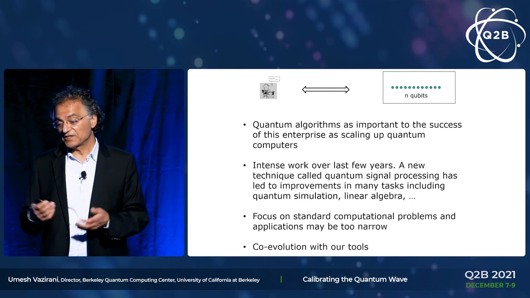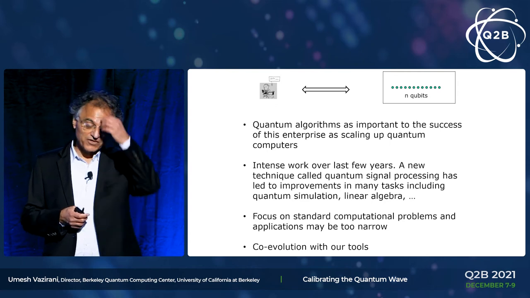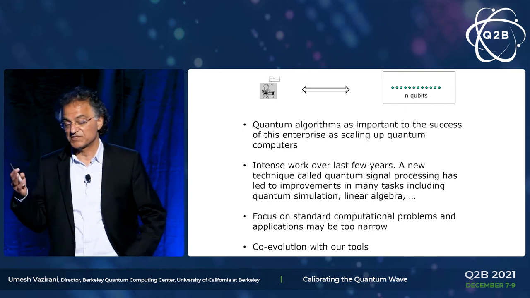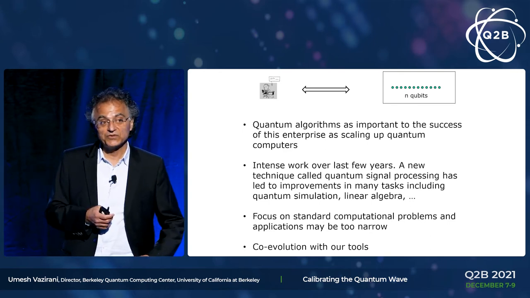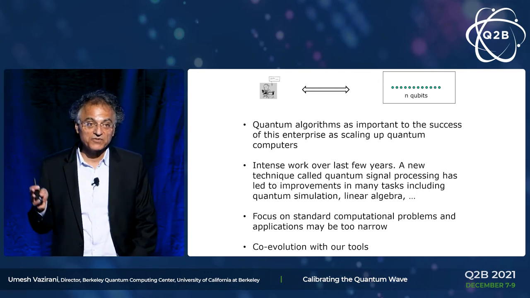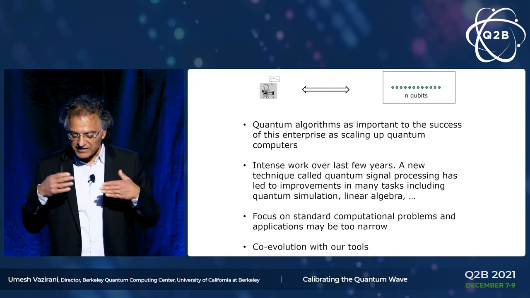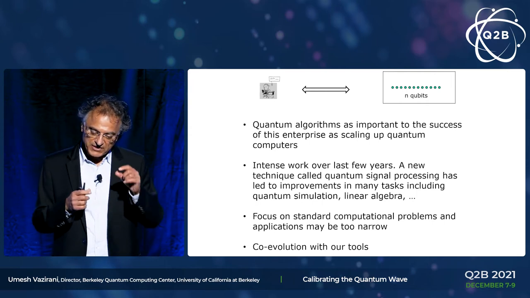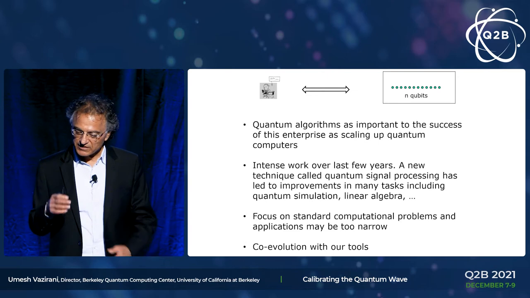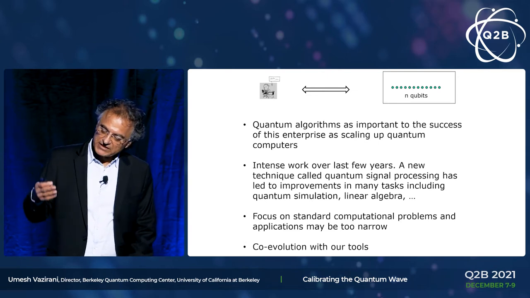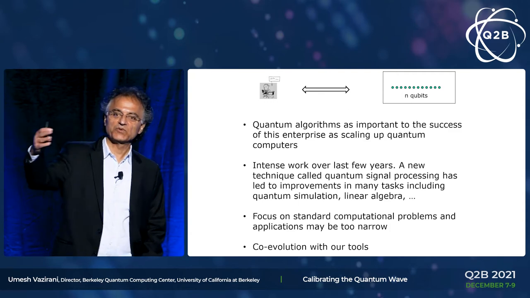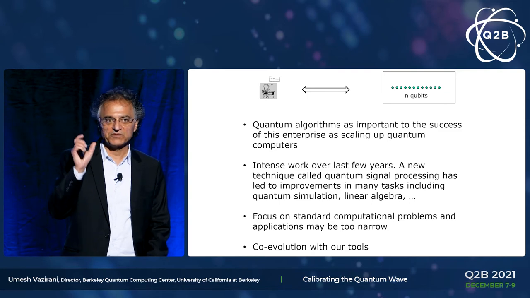There's been intense work on this over the last few years. There are many new things that have been developed. There's one technique in particular, called quantum signal processing, which has led to improvements in many tasks, including quantum simulation and quantum algorithms for linear algebra. In fact, it leads to optimal parameters for a whole slew of problems. And it has also led to better bounds for quantum simulation for certain challenge problems, such as FeMoco, challenge problems in quantum chemistry.